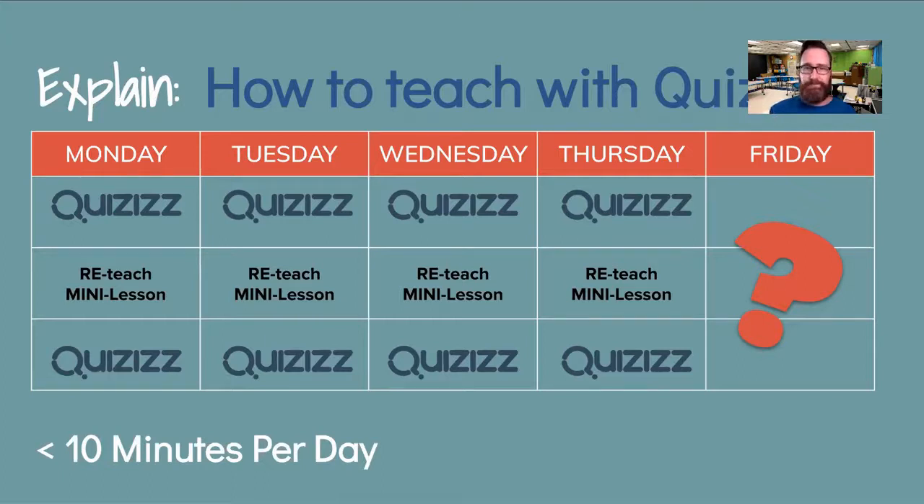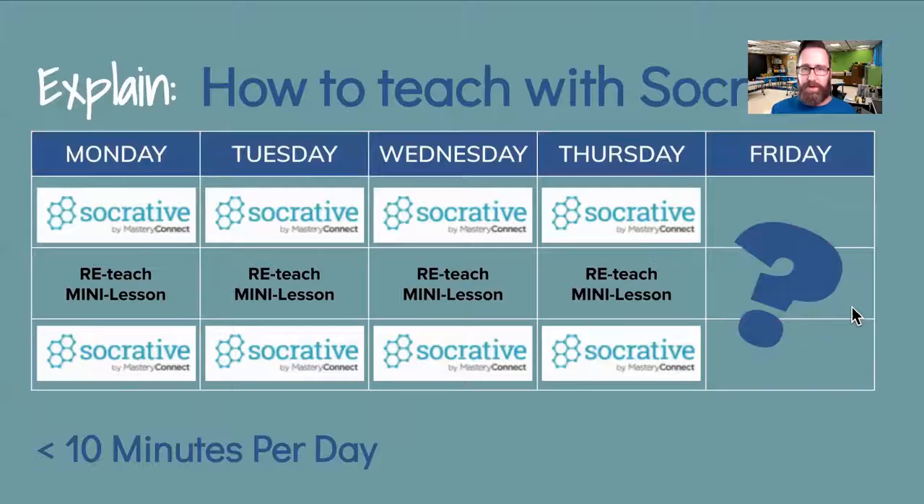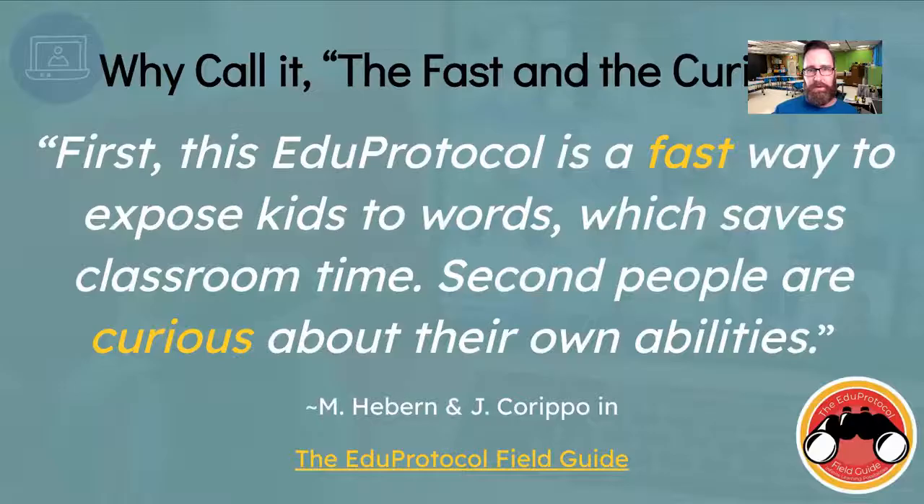What do you do on Friday? That's your test. That's your final test. And it's the same quiz, and the investment is about 10 minutes per day, less than 10 minutes. And you can do the same thing with Socrative. I'm going to skip this because we're running out of time, but whatever tool you use, you take this same frame that we're talking about and you repeat it over and over. You can do this every single week, and it's an investment of 10 minutes a day.